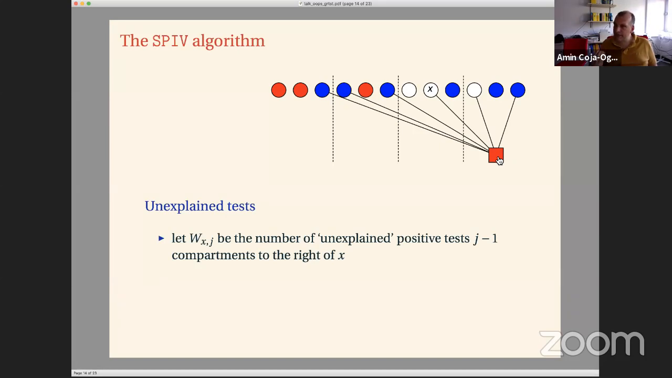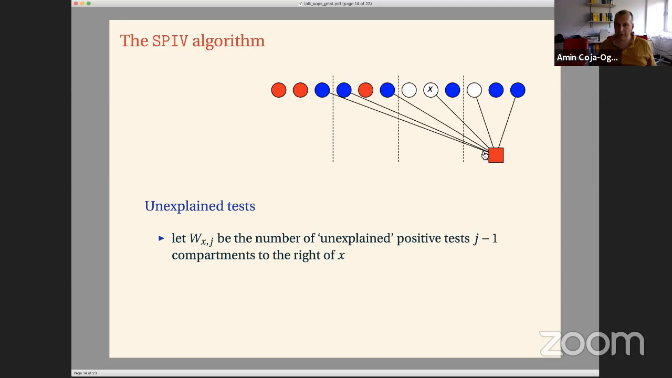But the test is as yet unexplained in the sense that all of the individuals from the compartments that I diagnosed before, all of the individuals in compartments to the left of X, are only diagnosed as healthy. So this test doesn't contain any individual in the currently known compartments that is identified as infected. In other words, I don't know why this test is positive yet. It must be one of the individuals that I haven't diagnosed already.